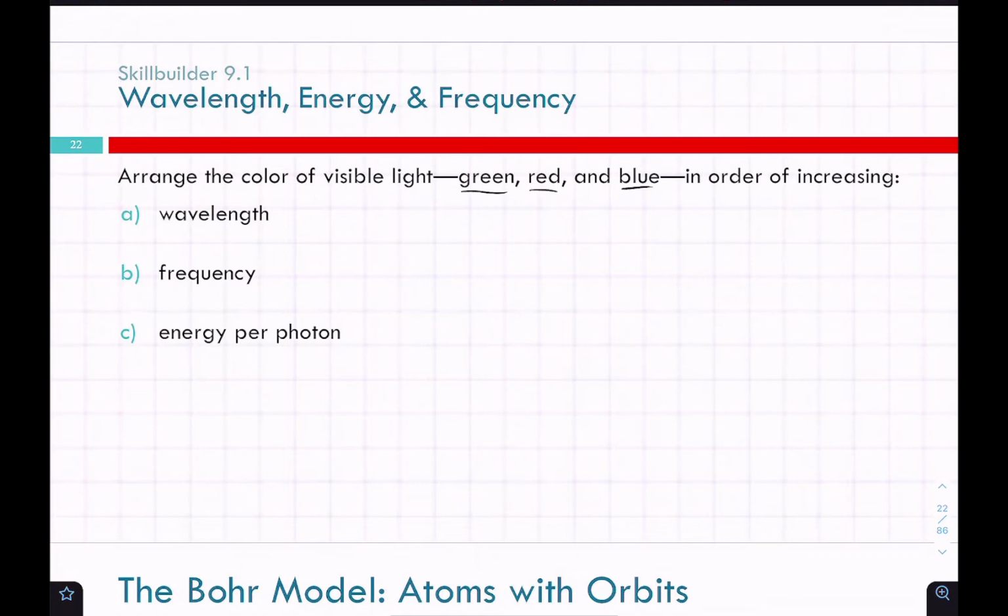All right, so Roy G. Biv is in the order of energy, starting with the low energy red all the way up to violet. So here we're not doing all of those, but we're just doing green, red, and blue. So in terms of wavelength, which of these, red, green, or blue, has the shortest wavelength?